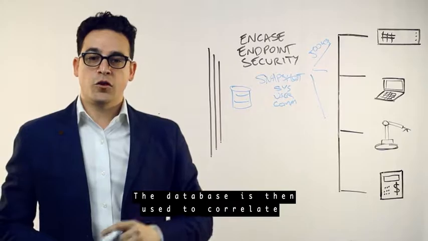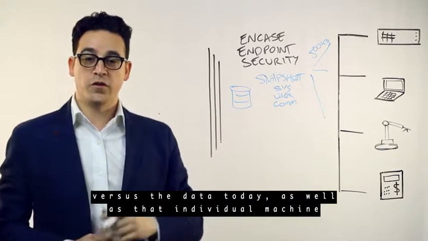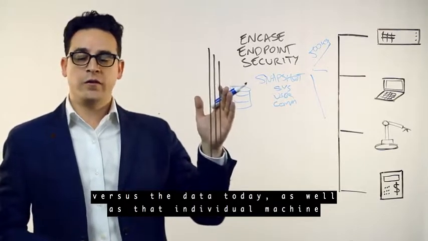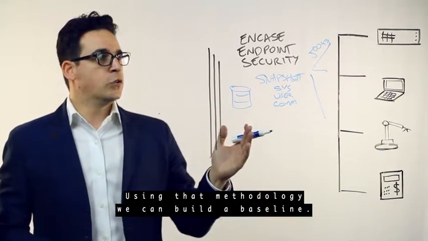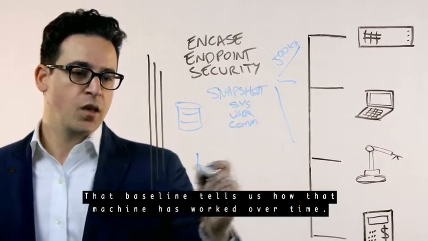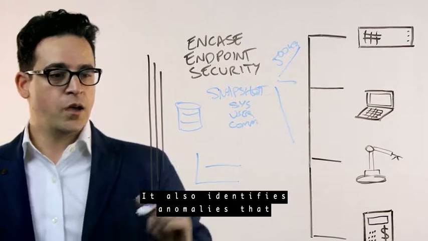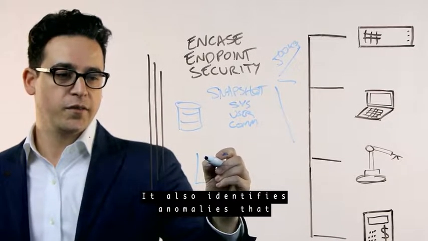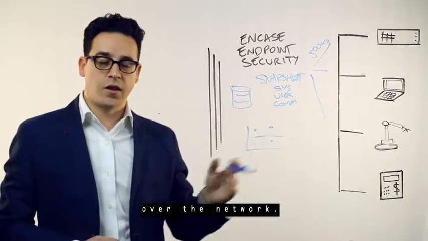That database is then used to correlate an individual machine over time, its historical data versus the data today, as well as that individual machine versus other similar machines within the network. Using that methodology, we can build a baseline. That baseline tells us how that machine has worked over time. It also identifies anomalies that are individual to that machine against that machine over the network.